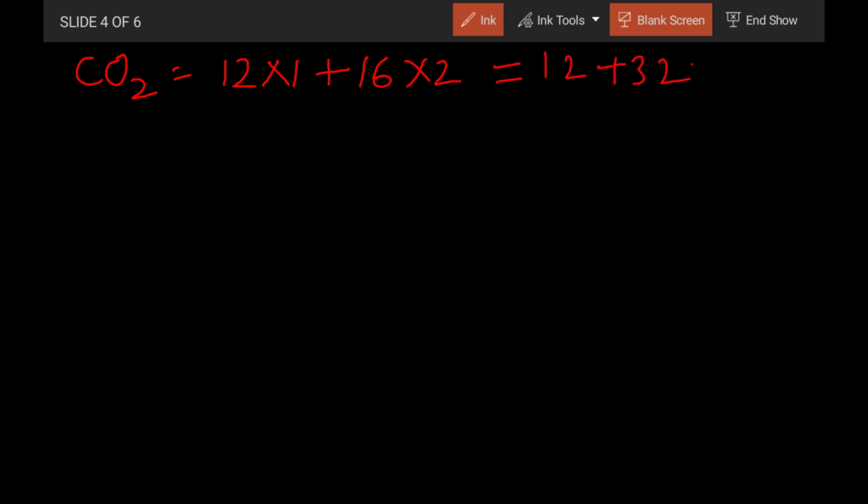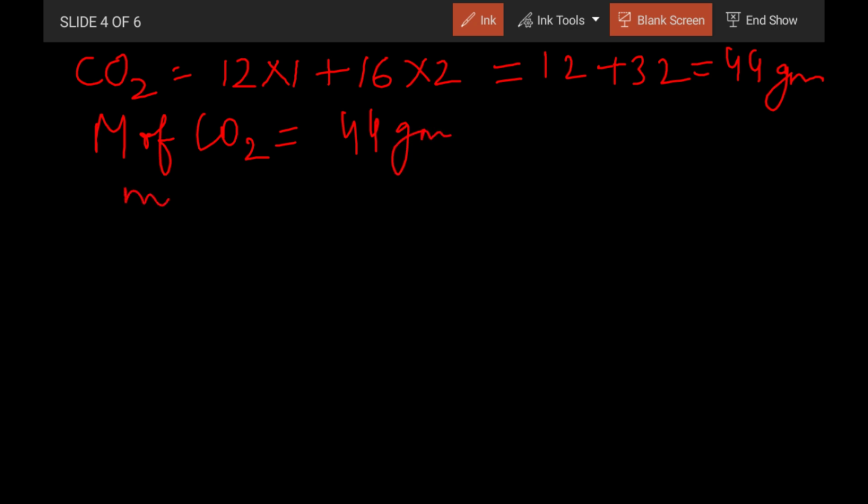So first of all we will calculate the molar mass of carbon dioxide like this. Carbon has an atomic mass of 12, number of atoms is 1, plus 16 is the atomic mass of oxygen, multiplied by 2 for its number, giving rise to 12 plus 32 is equal to 44 gram. So the molar mass of your carbon dioxide is 44 gram.